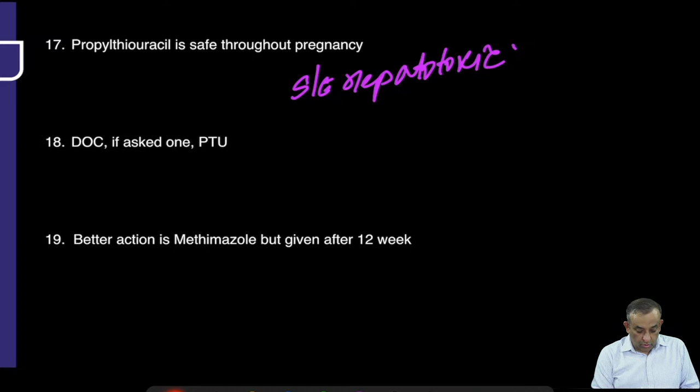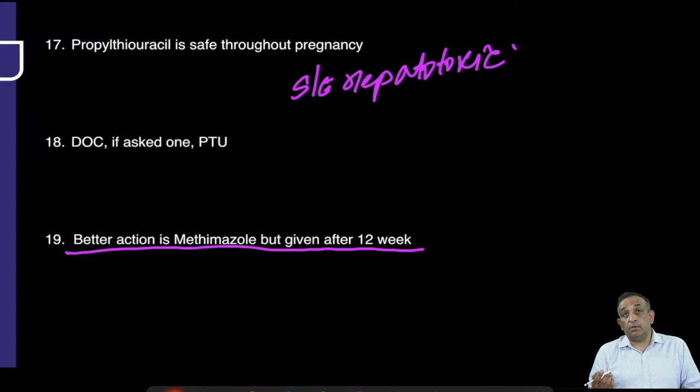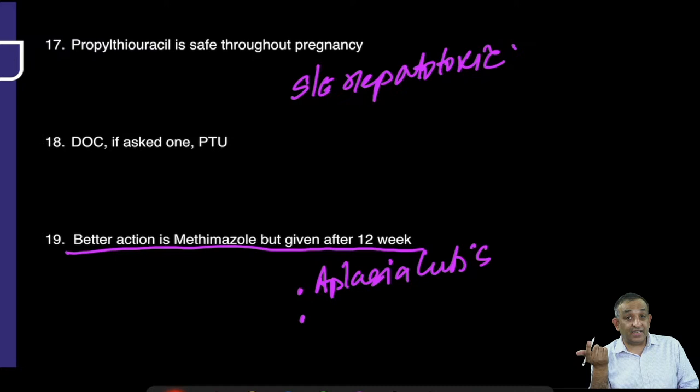See, we know the better-acting drug is methimazole. It is given only after 12 weeks because it has got a better control, but it has got more problems of congenital malformations like aplasia cutis, and it also causes choanal and esophageal atresia. That's why methimazole is given after 12 weeks.